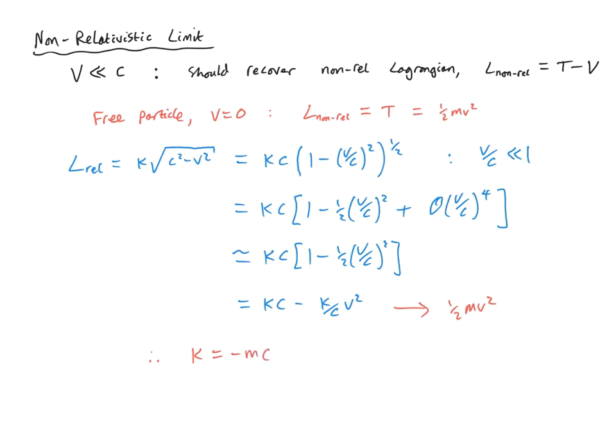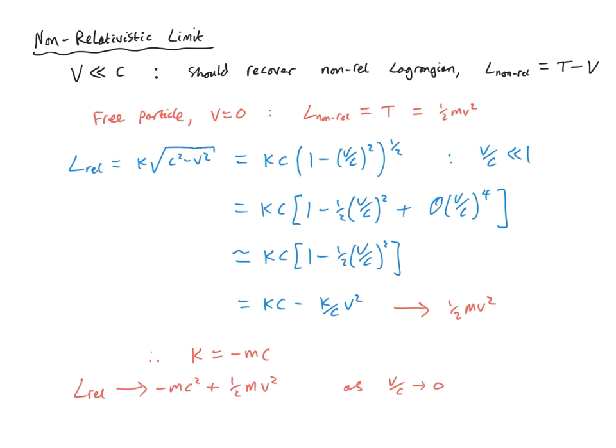And if we use this, we get that the relativistic Lagrangian becomes minus mc squared plus a half mv squared as v over c goes to 0. And this is an important result because it tells us that the relativistic Lagrangian that we guessed recovers the usual Newtonian classical Lagrangian for a free particle without any potential of a half mv squared.